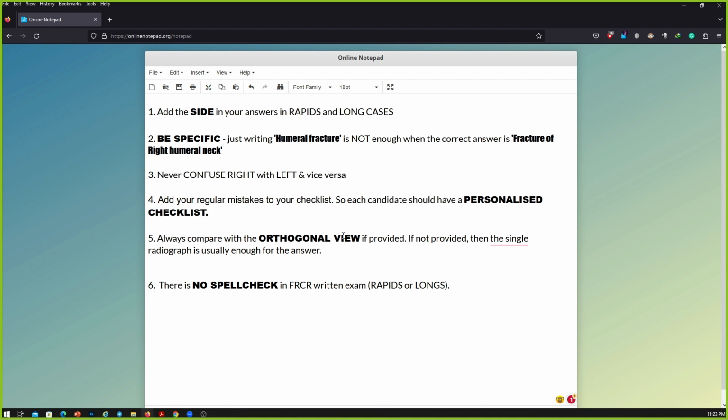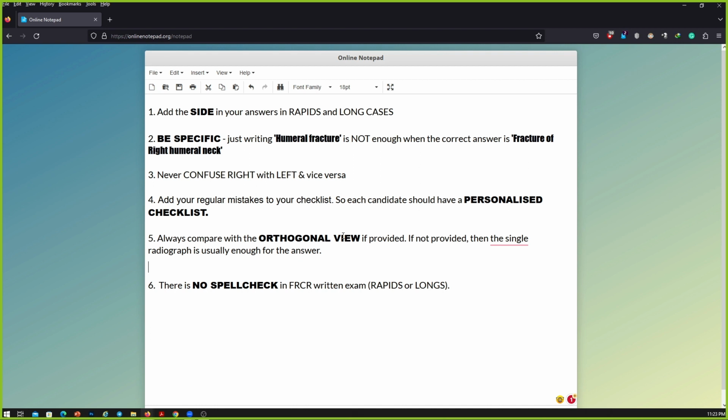Always compare with the orthogonal view if provided. Most of the time it will be provided in an exam, with 2 views or 3 views given. If another view is not provided and only a single image is given, then the Royal College thinks it is enough for you to give the answer. So you have to make do with that particular image itself.